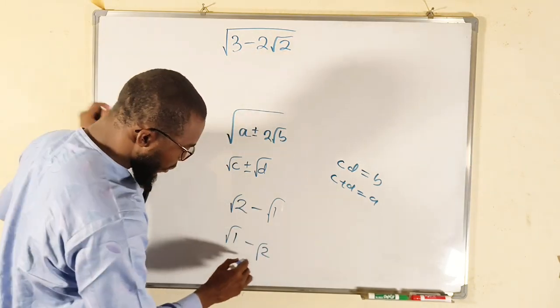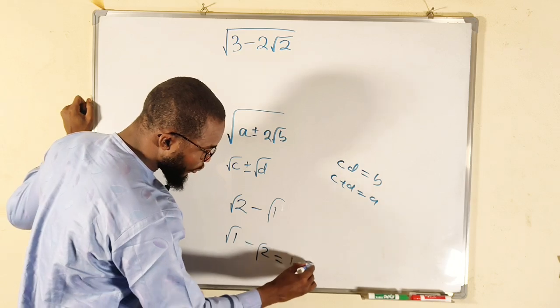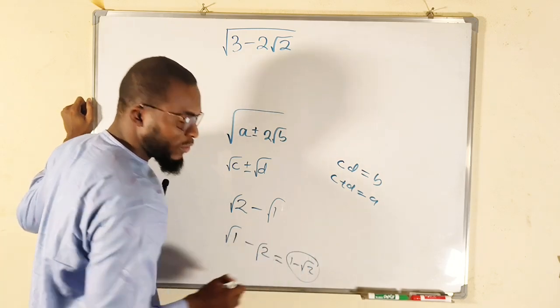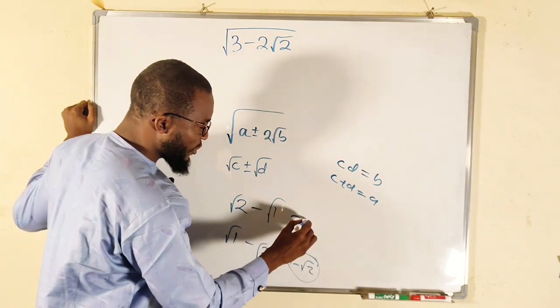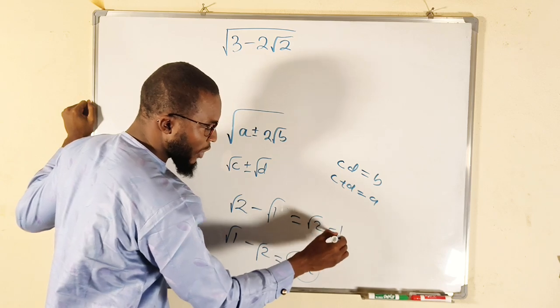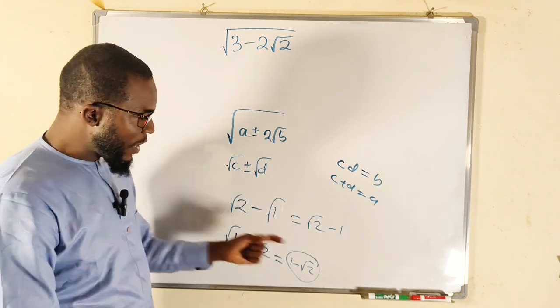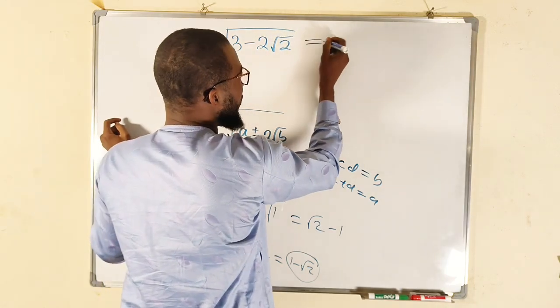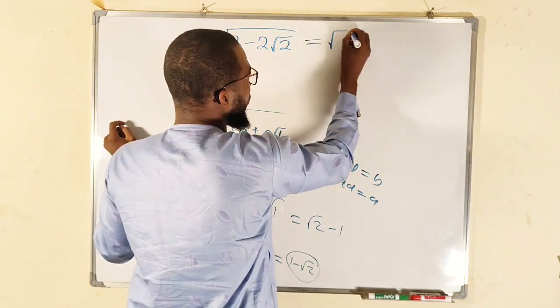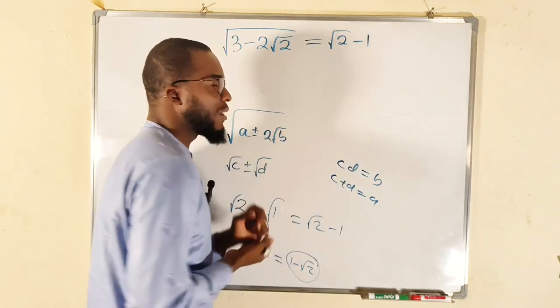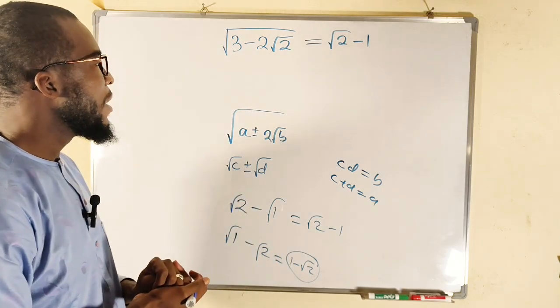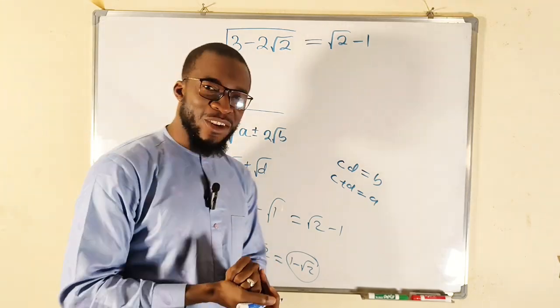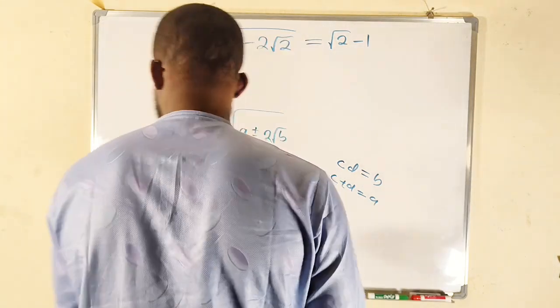But you know that this is what? 1 minus root 2, which is negative. We don't want it to be negative. But this will be root 2 minus 1, which is positive, right? So therefore, this is the solution to this problem. This is equal to root 2 minus 1. That is just the answer. But let me show you the traditional way to do that, the standard way.